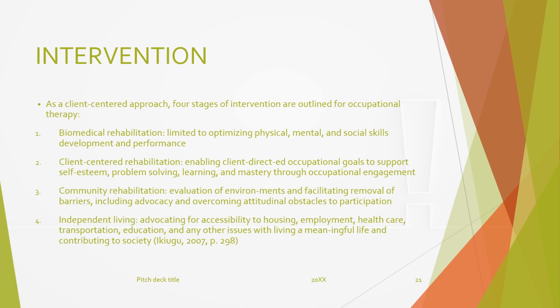So what this is saying, these are kind of like 4 levels of intervention. You start off with the biomedical, which is more illness in the hospital, then client-centered, maybe looking a little bit more like inpatient rehab type stuff. Community rehab is more about outpatient, and then your independent living is going to be more about your home health type setting or intervention. And with independent living, you're advocating for accessibility to housing and employment, healthcare, transportation, those type of things, those higher functioning IADLs.